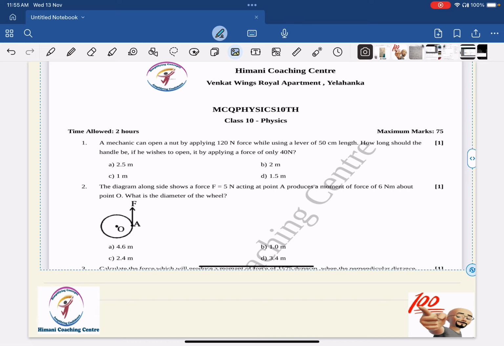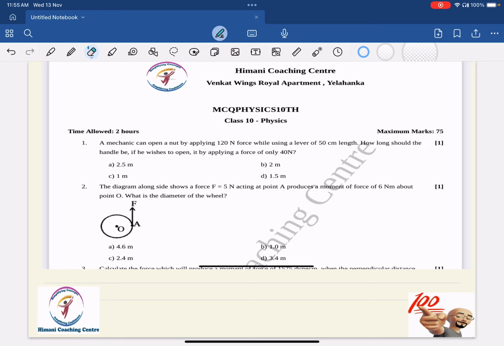Today, we are going to do MCQs from chapter number 1 of Physics ICSE 10th, which is Moment of Force. So, let us look at question number 1.